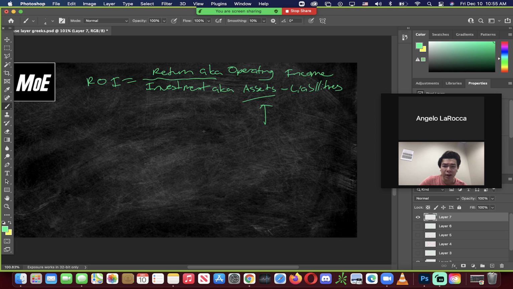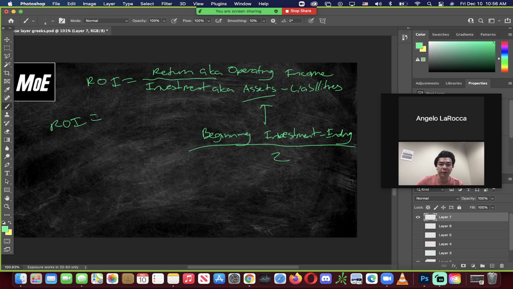And average assets is beginning investment, or beginning assets. They will either call it investment or assets. So beginning investment plus ending one, over 2, right? Just as a heads up. So the ROI here will be operating income for Cape Cod, which is 2.110, over 19 million. That equals 11.1%. That's our ROI. Any questions?